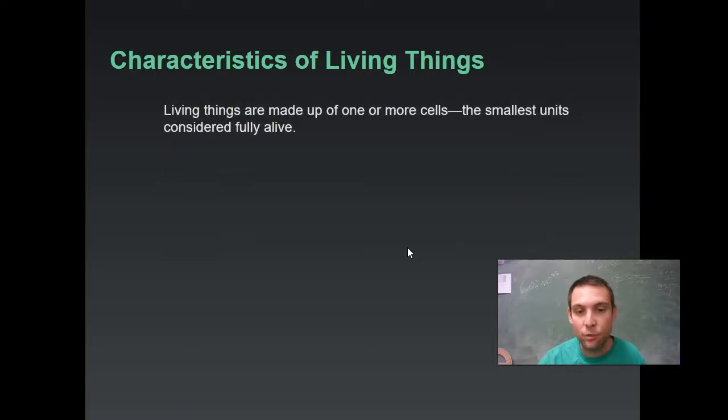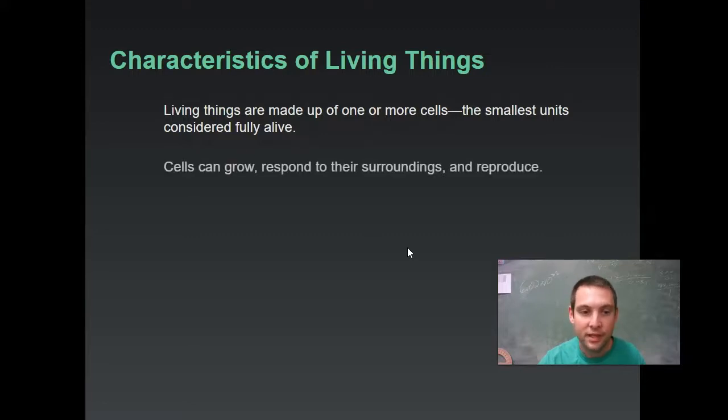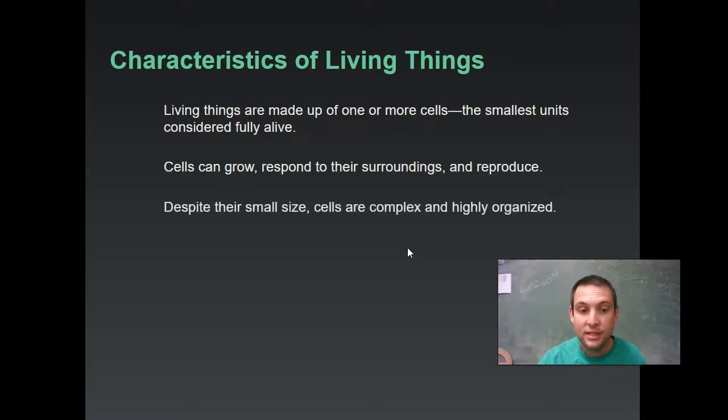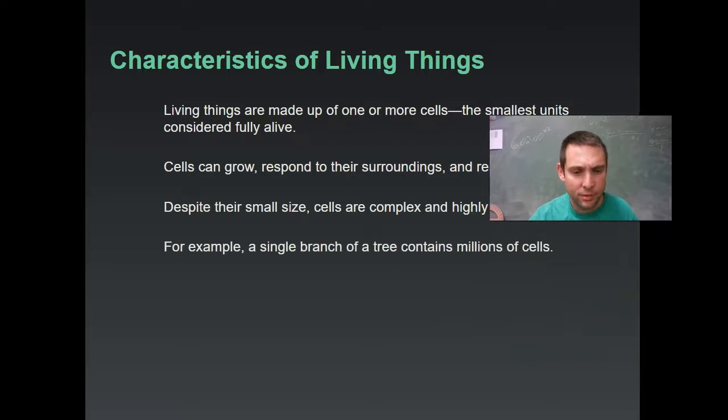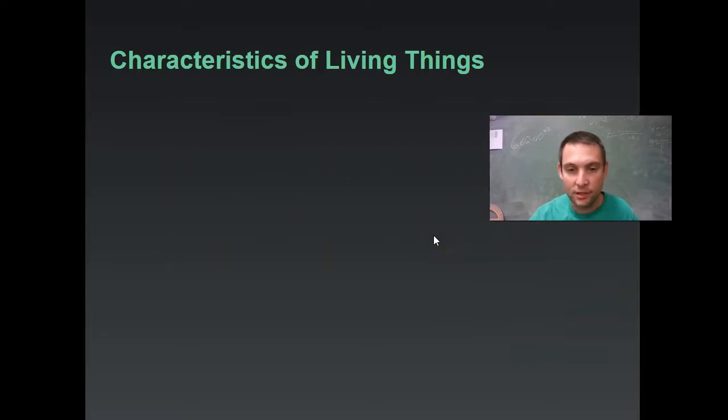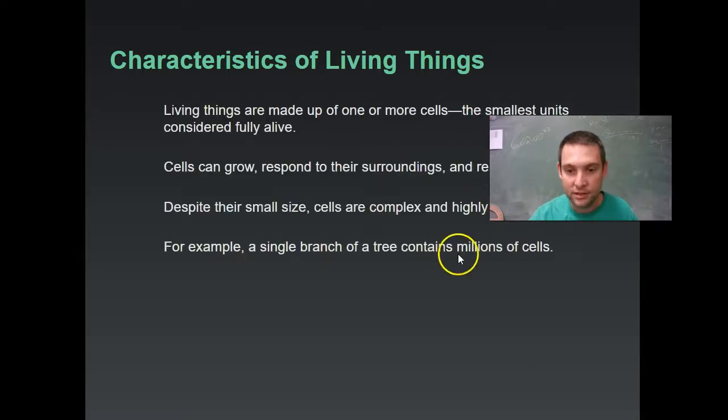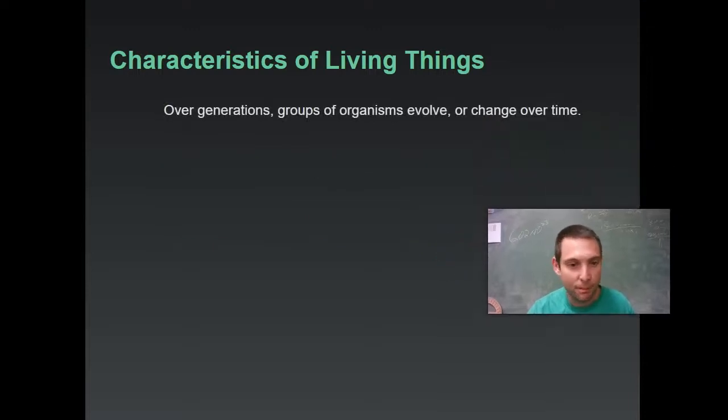Living things are made up of one or more cells. Cells are the smallest units considered fully alive. Cells can grow, respond to their surroundings, and reproduce. Despite their small size, cells are complex and highly organized. For example, a single branch of a tree contains millions of cells. Not a million, but millions.